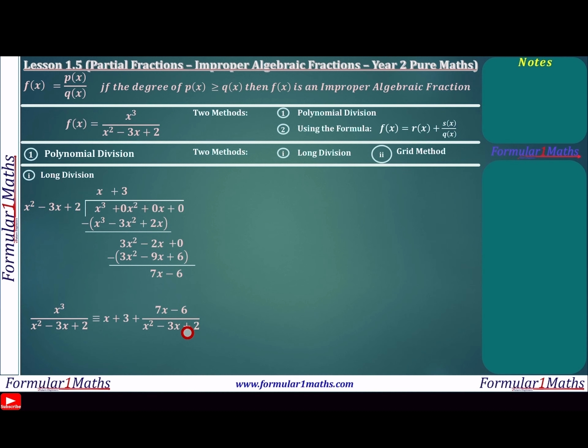So let's go now and use the grid method to try to achieve the same results.